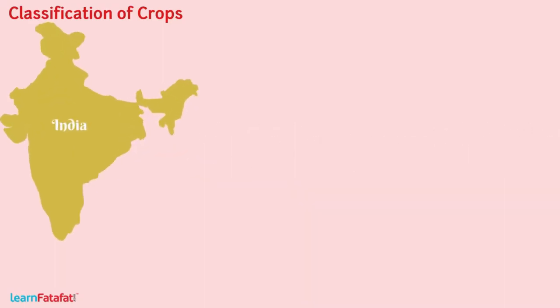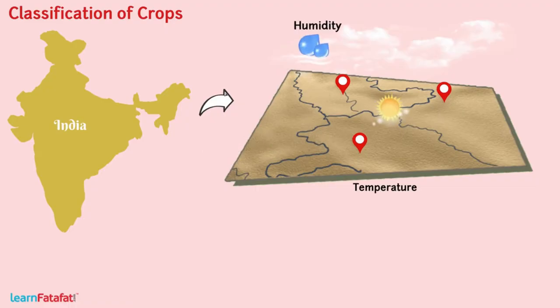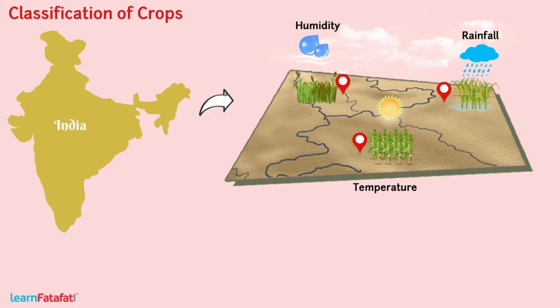Classification of crops. We all know that India is a very big country. Here, from region to region, we can find different climatic conditions like temperature, humidity, and rainfall. Since different crops require different climatic conditions for their growth, we can find a variety of crops from region to region.